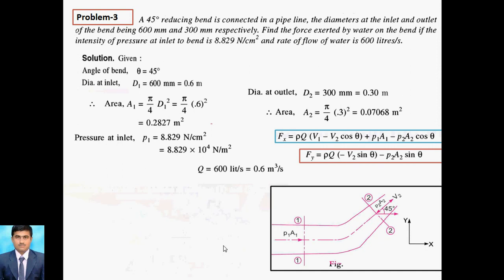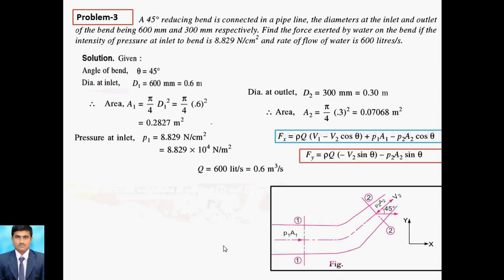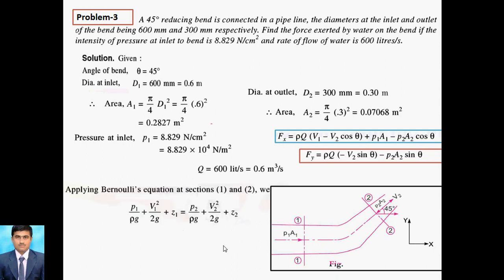So Fx is rho Q (V1 minus V2 cos theta) plus P1 A1 minus P2 A2 cos theta. Similarly Fy is also there. First of all, there are a number of terms there. So first of all, we go for applying Bernoulli's equation for sections 1 and 2, because V1 and V2 are unknown to you. That's why we go for applying Bernoulli's theorem for sections 1 and 2.